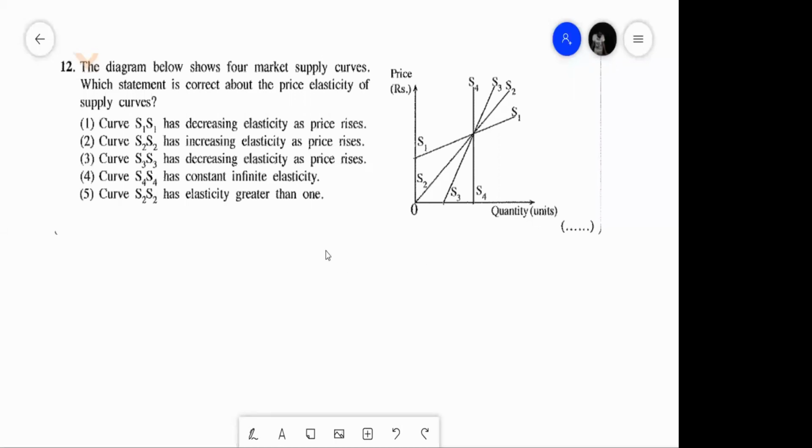Okay, so I'll just explain this once again, guys. The curve S1, number one, remember, when the curve starts from this point, it has a negative intercept, so it means it comes like this. No, it comes like this and then goes.